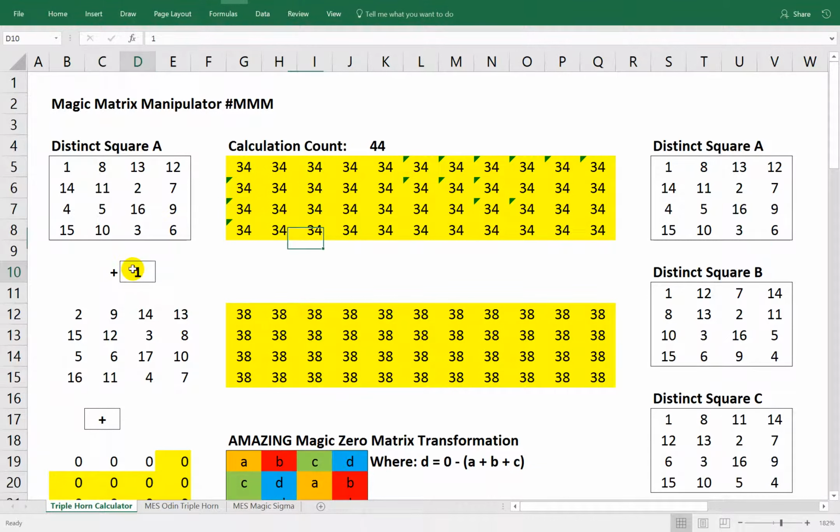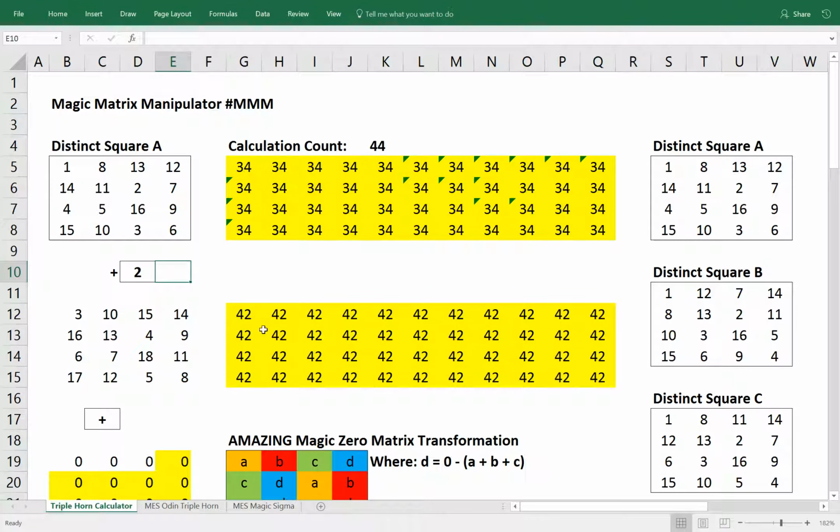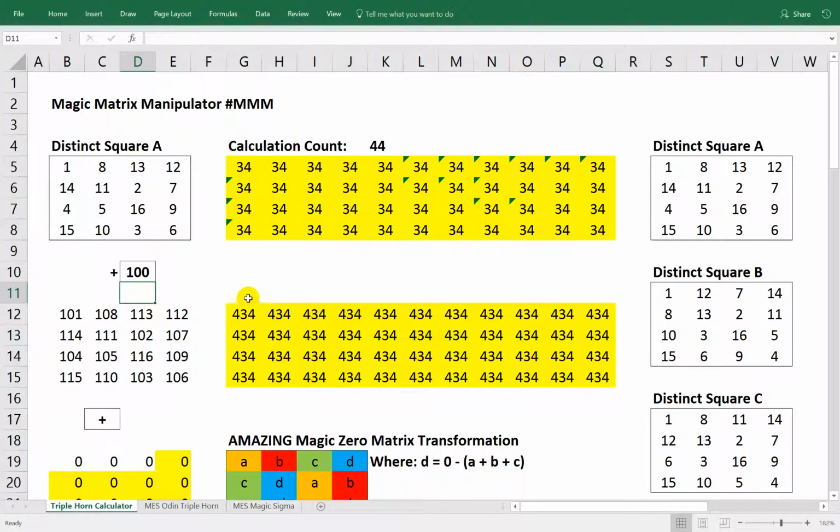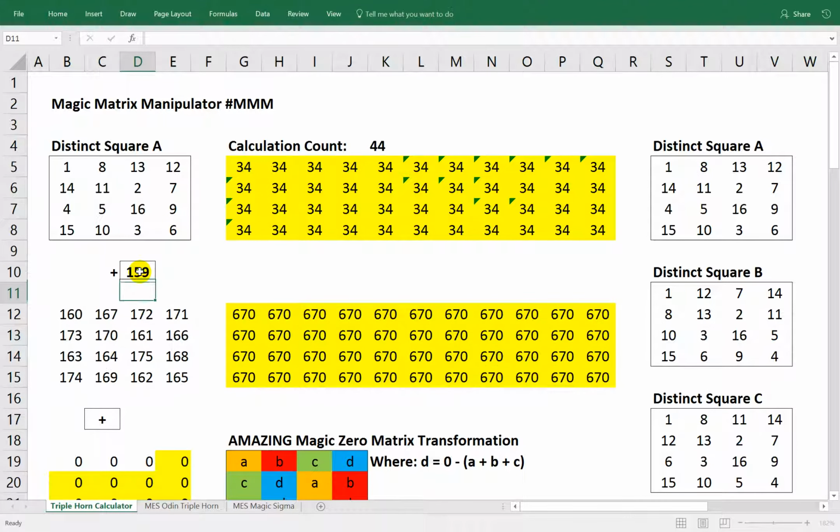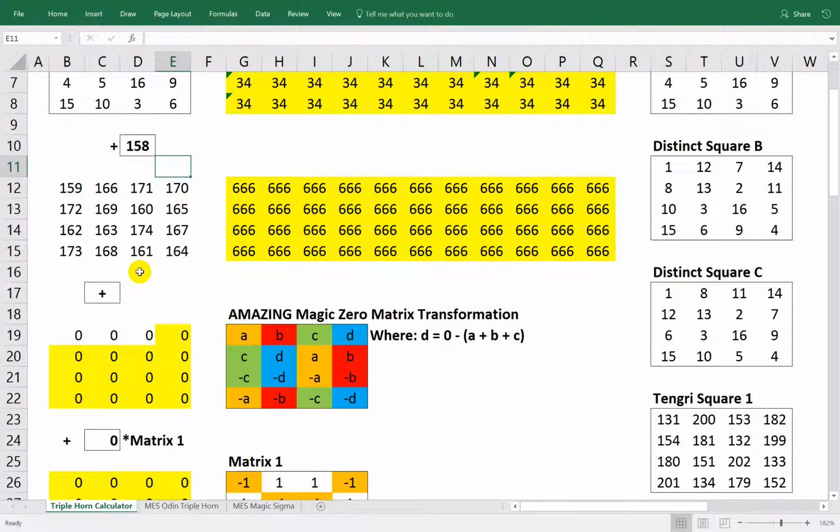So as you can see there, every time you add 1 more to it, it increases the magic number by 4. So 38 goes to 42, added by 100. This is going to be 34 plus 400, since 100 times 4 is 400, so 434. And let's go to 160. As you see, 164, 159, lower it. 670, and then we go 158. And there is our perfect 666, the mark of the beast square like that.